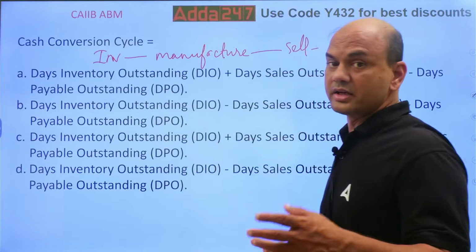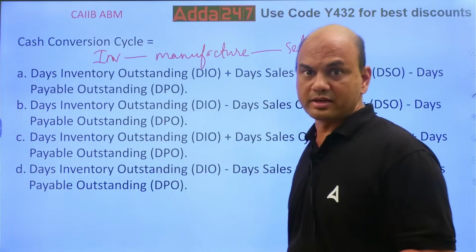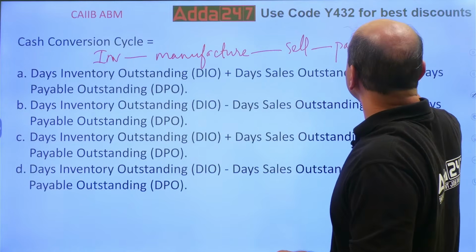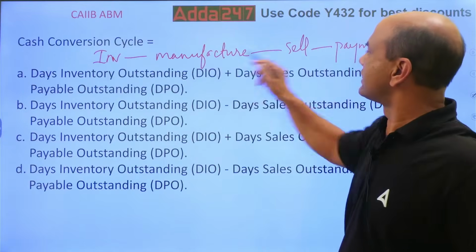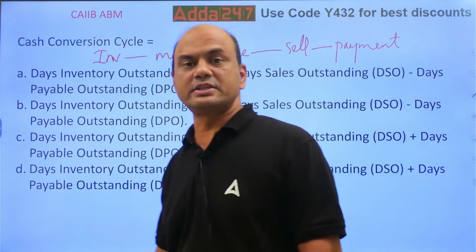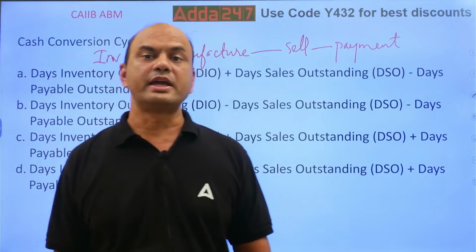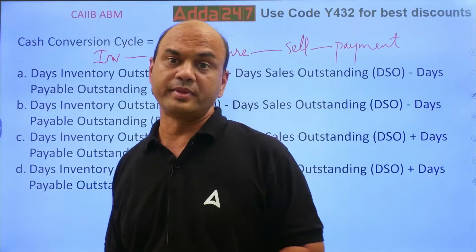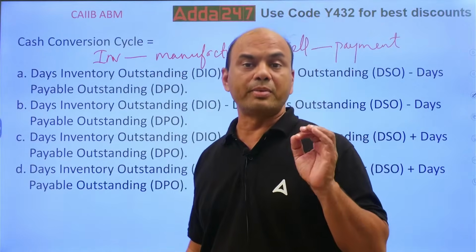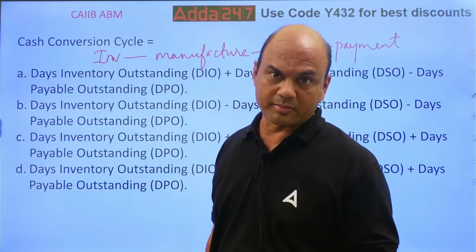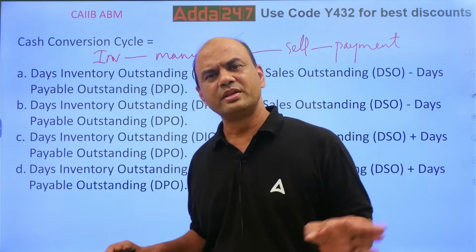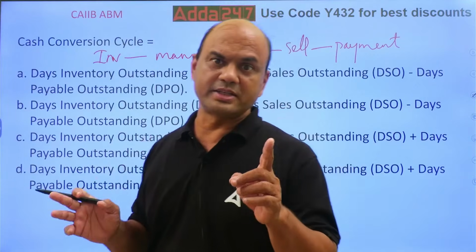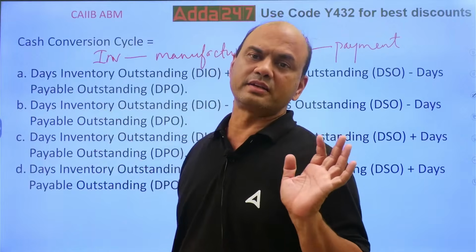Then it's sold to debtors, udhari, credit. So afterwards I will get the payment. This whole cycle, this full cycle, is known as the cash conversion cycle. What is the other name for the cash conversion cycle? It is also called the operating cycle or working capital cycle. Many banks and many books have many names, but the logic remains the same. Ultimately, it is the operating cycle.